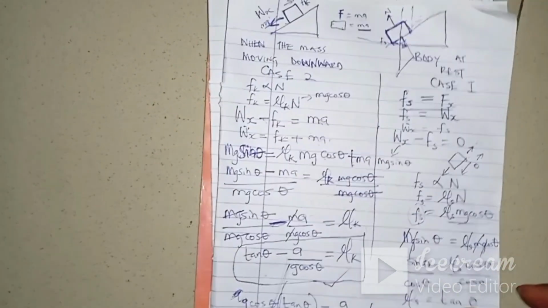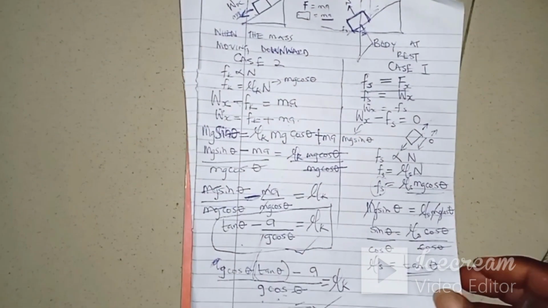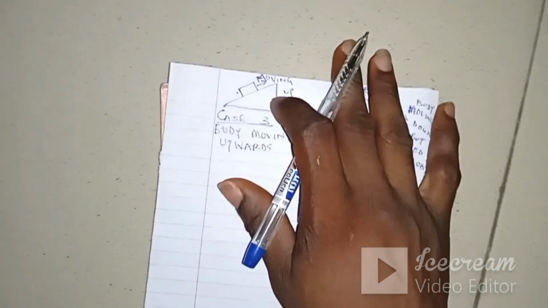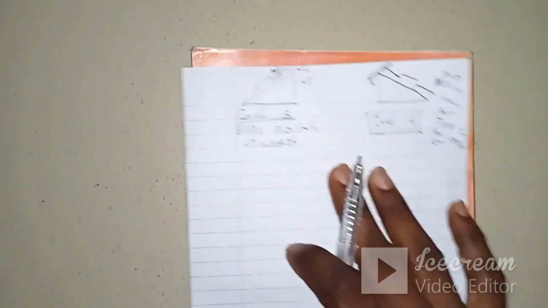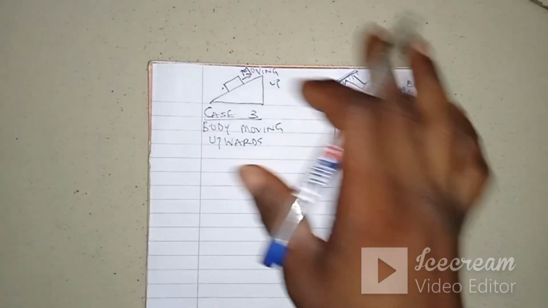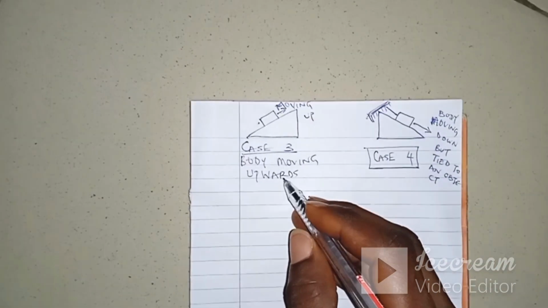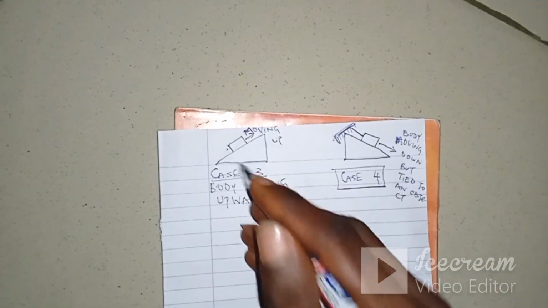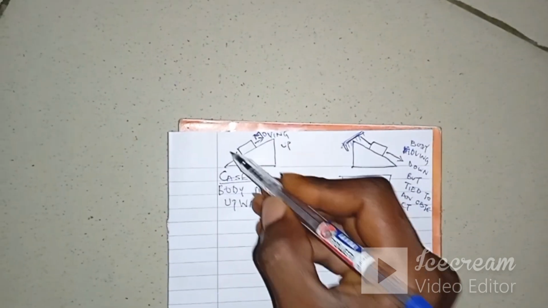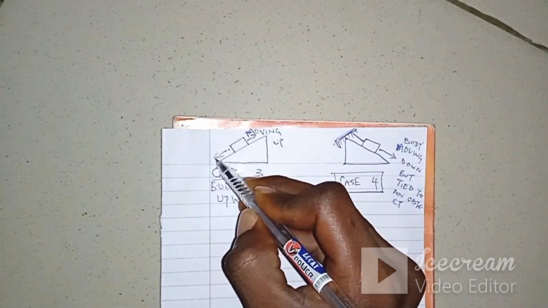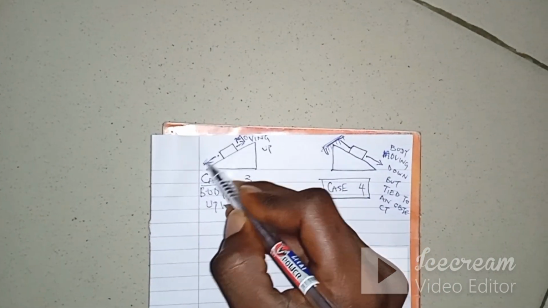So let's move to case 3, sorry. When the body is moving upwards, notice that the force acting here is mg, and it's happening at an angle.